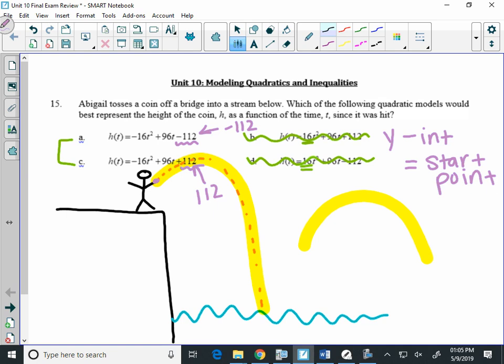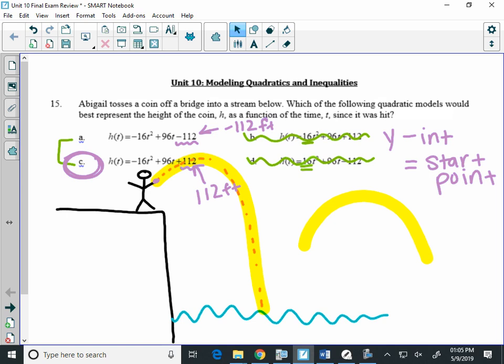Well, if we're dealing with the real world, you can't have a negative distance, right? This A is stating that the coin started -112 feet. I'm going to go with feet, it doesn't say in the problem. And this is saying a positive 112 feet. Well, you can't have negative distance, okay? -112 is saying that the coin started below ground. Well, clearly the coin started above ground, so it has to be C. Okay.